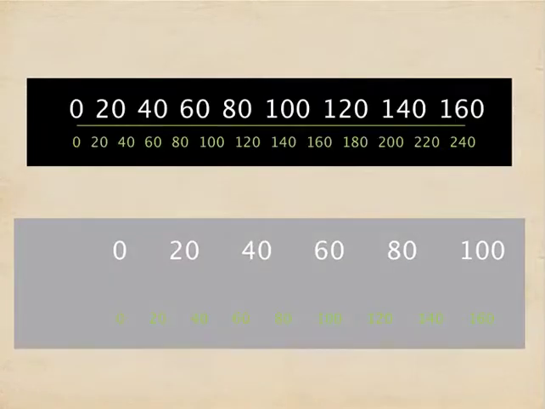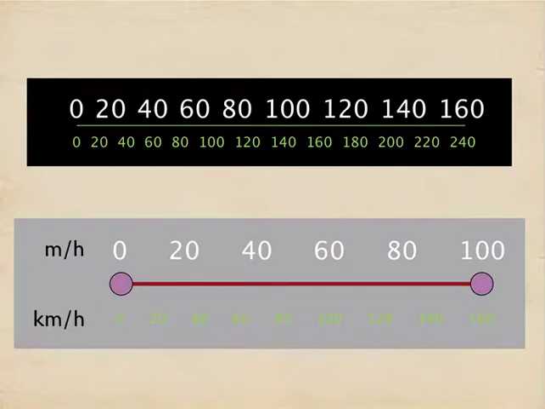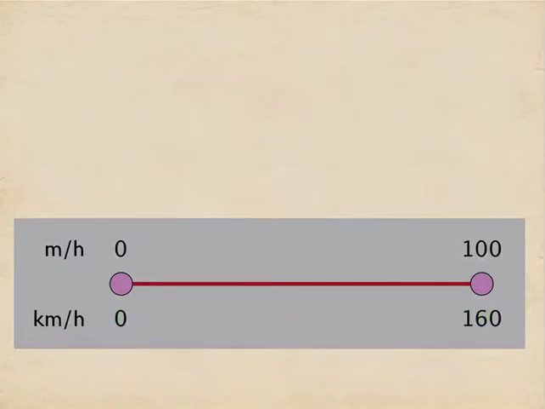And I'll put a little scale under them so I can measure where I am. And now I have a nice little linear scale for measuring speeds between 0 and 100 miles per hour, or 0 and 160 kilometers per hour. Now I'm rounding out the kilometers per hour. It should really be 161 point something, but 160 is close enough for now.